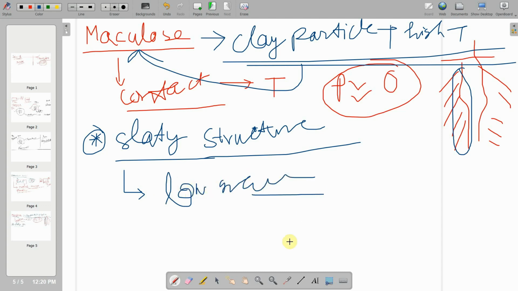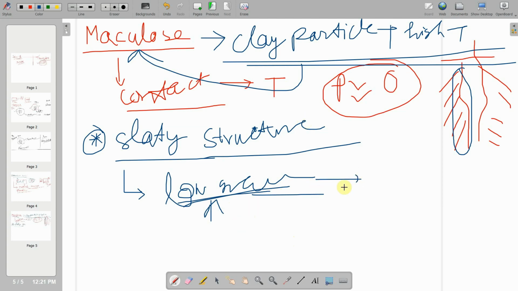In layman's terms, think of metamorphism like cooking: the food is cooked well, or the food is not cooked well. When it is not cooked well, that is low grade metamorphism, meaning you are not giving much time to metamorphosing the existing rock. So low grade metamorphism happens, and slatty structure is the low grade metamorphism.